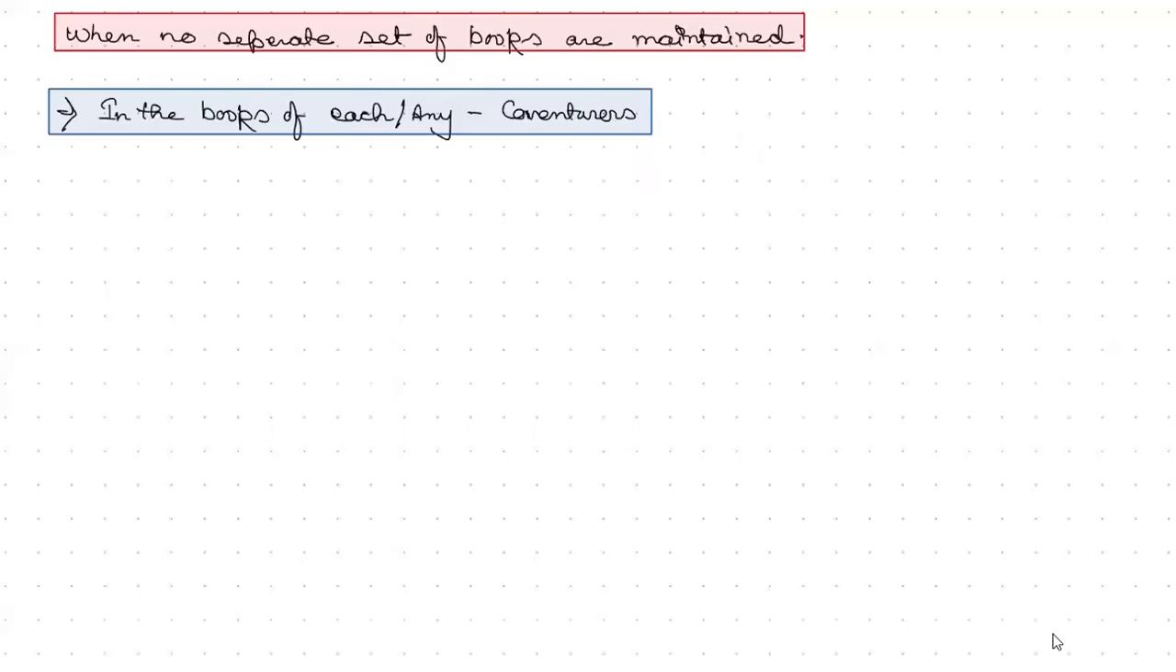Okay, so hello everyone and welcome back. We'll continue with our joint venture. In the last session, we did the case when a separate set of books is maintained. We solved one illustration. Today we are going to start with the case when no separate set of books is maintained, meaning the entries are in the books of each or any of the co-venturers.